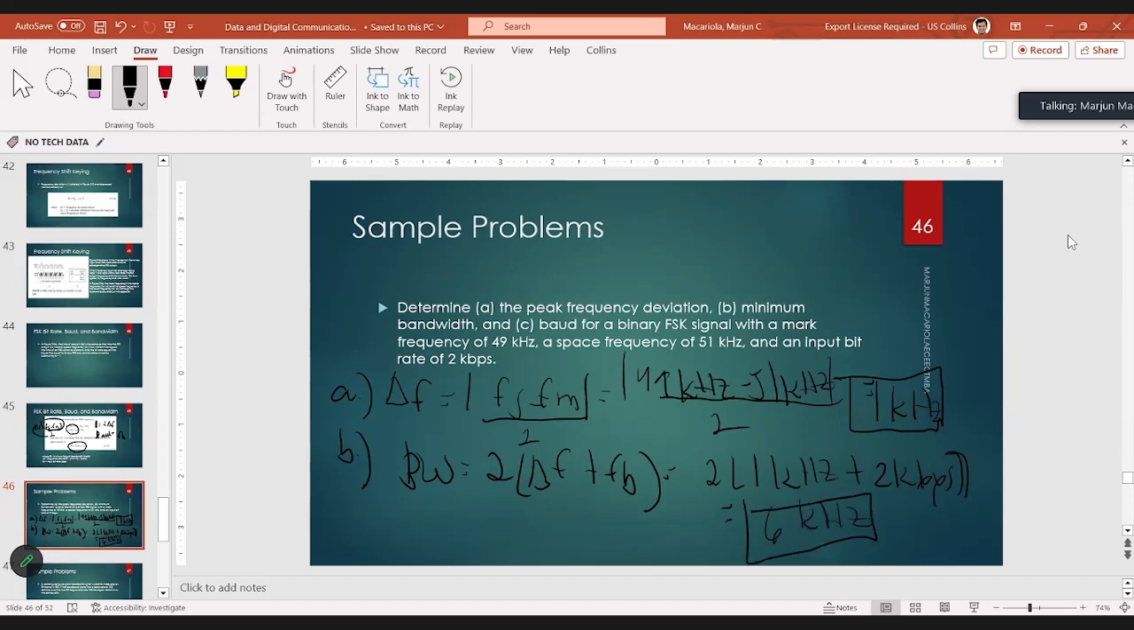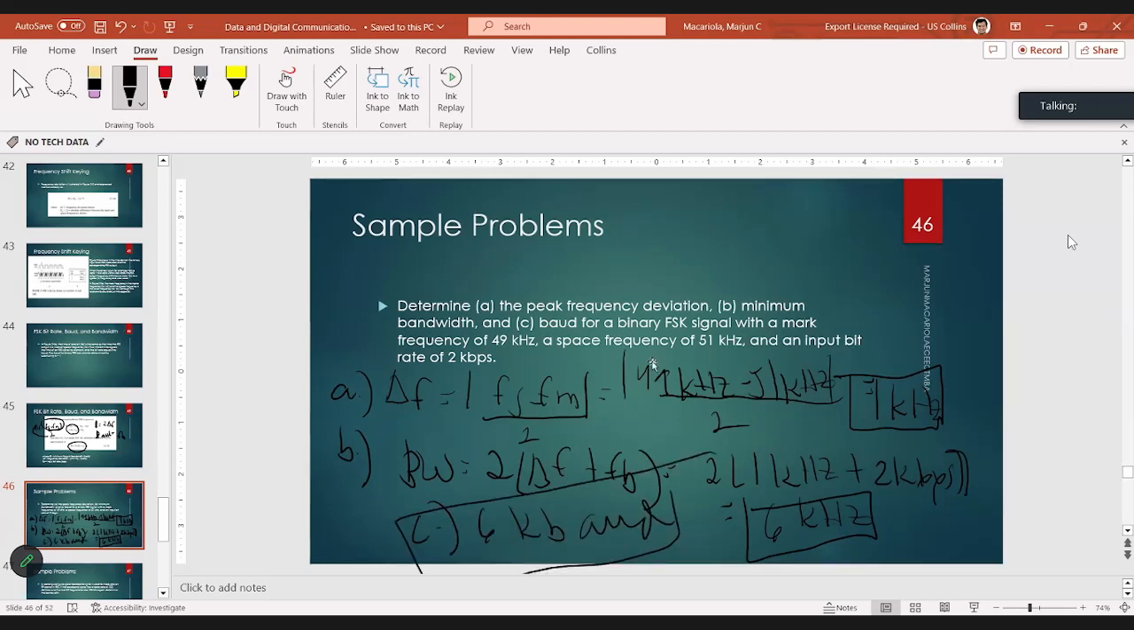And lastly, you are asked to find the baud. When we're dealing with FSK, the baud is just equal to the bit rate. So the baud value is equal to 6 kilobaud. Okay. Nagets po ba?